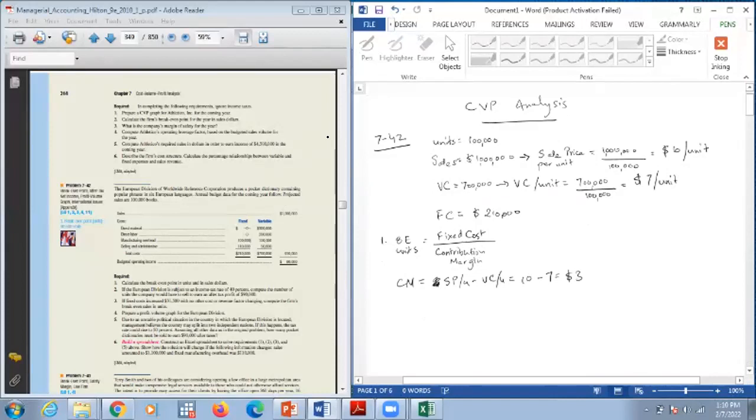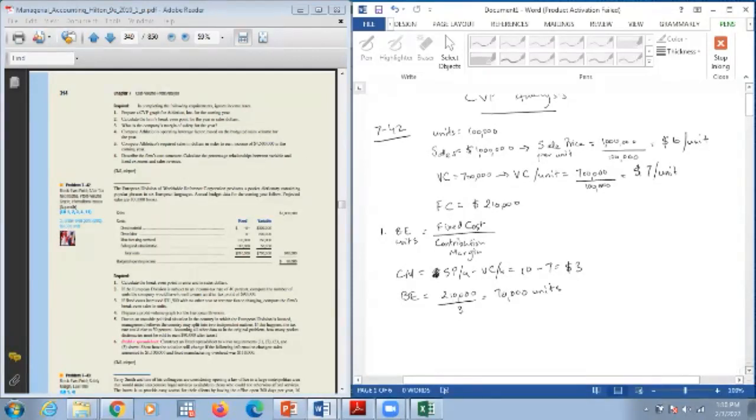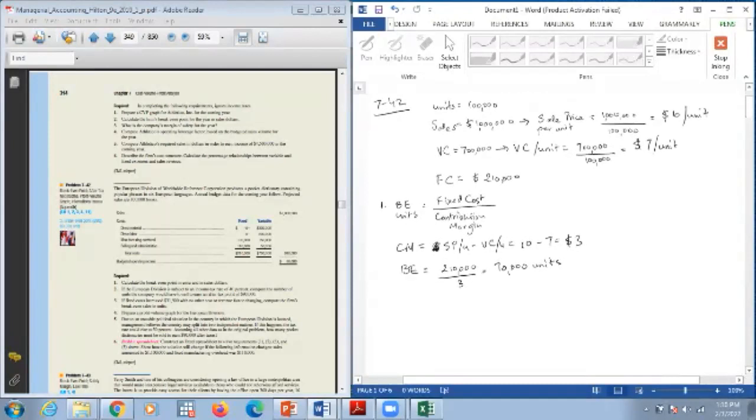Once you have your contribution margin and you have the total fixed cost, that's 210,000, you can calculate the break-even in units. So our break-even in this case is going to be $210,000 divided by 3, that'll give us 70,000 units. So you must sell 70,000 units to break even. And remember, break even means no profit, no loss. When you sell 70,000 units, you will not make any profit, but you will also not make any loss.